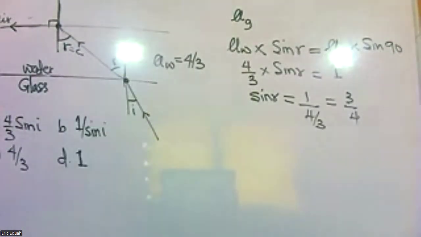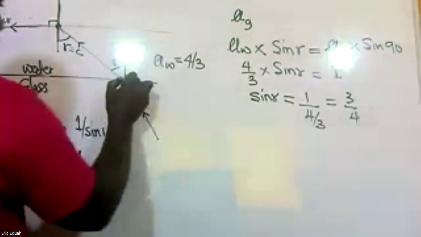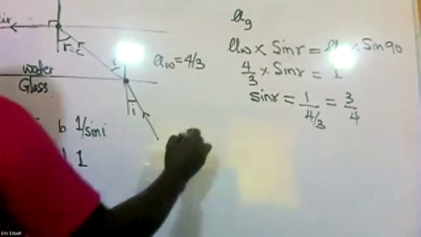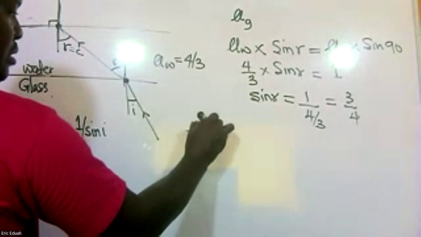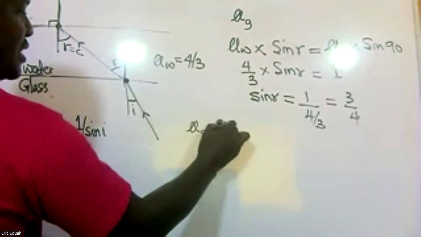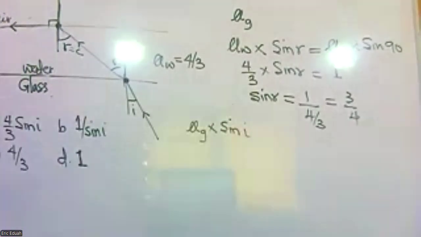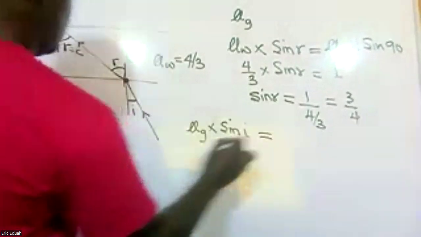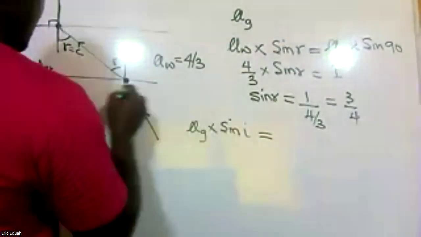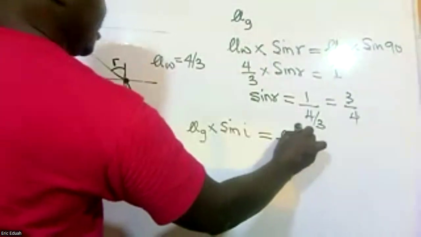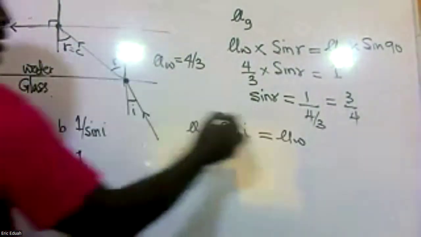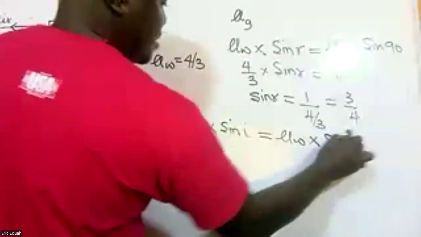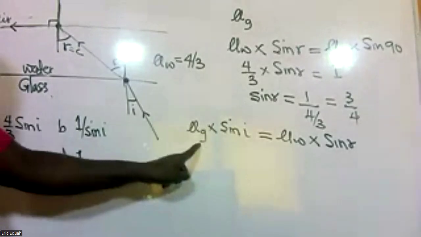Deviation of light here. The product of the refractive index of the first medium, which is glass, and sine of the angle of incidence, I, is equal to the product of the refractive index of the second medium by sine R. And this is what we are looking for.